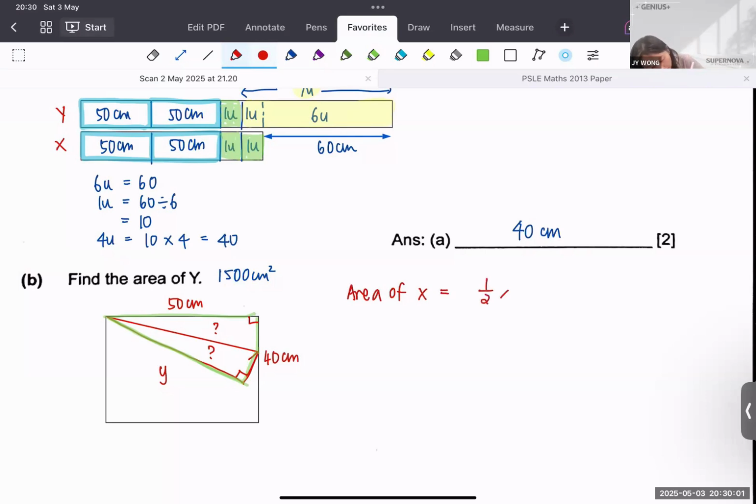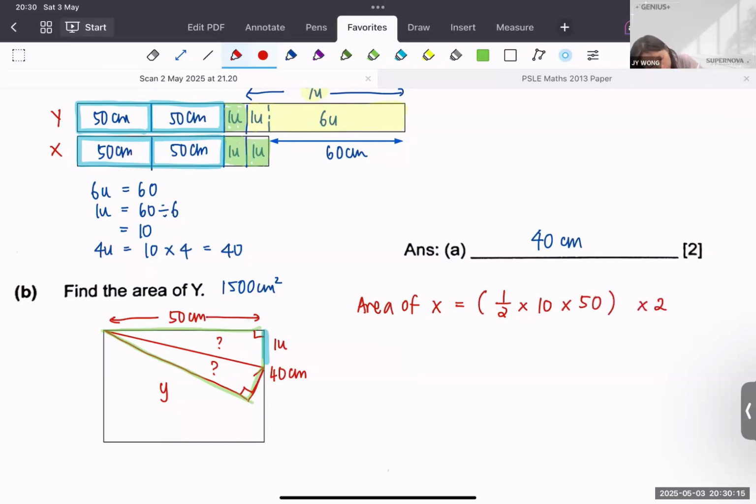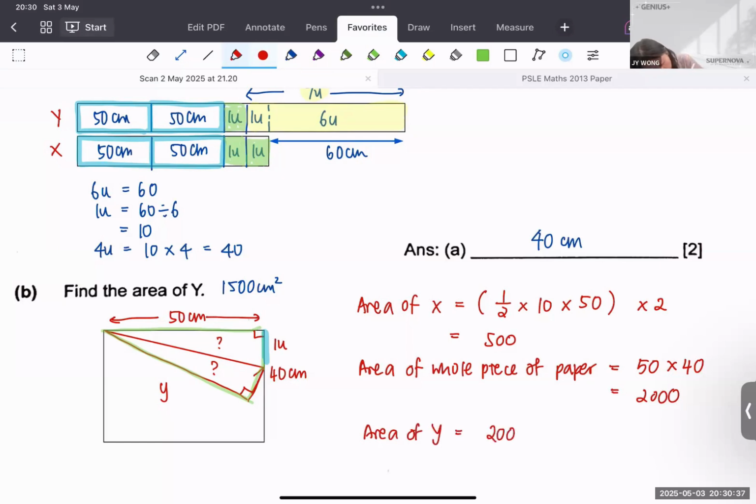So X will be half times, what is this? This was your 1 unit, right? Which will be 10. And then the height will be 50. Because you have 2 of them, you times 2, that will give you 500. So the area of the rectangle, the whole piece of paper, will be 50 times 40, which is 2,000. So area of Y will be the whole figure minus 500. That will be 1,500.